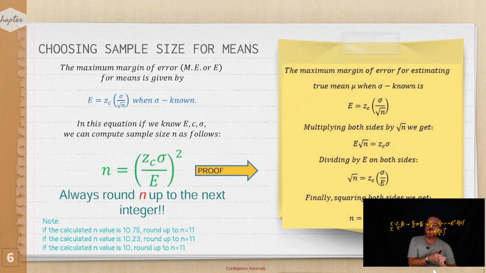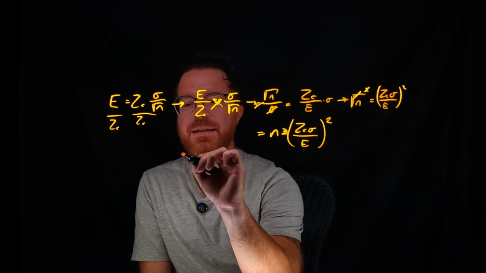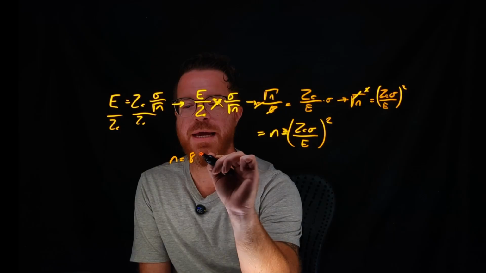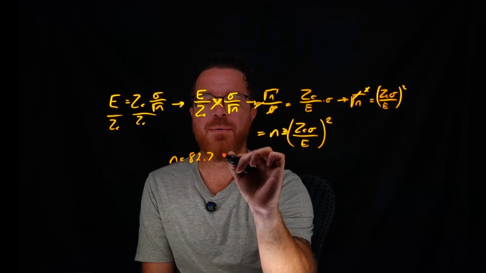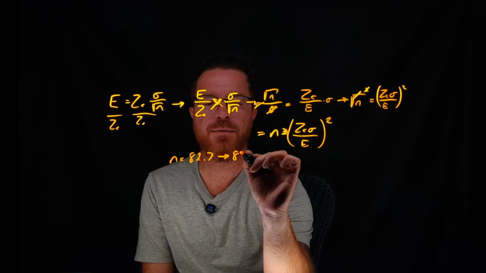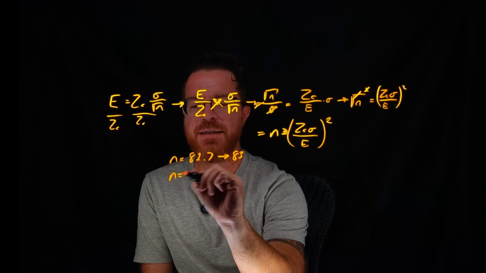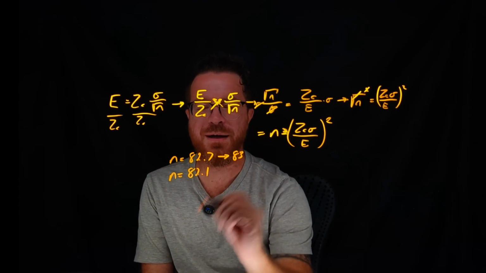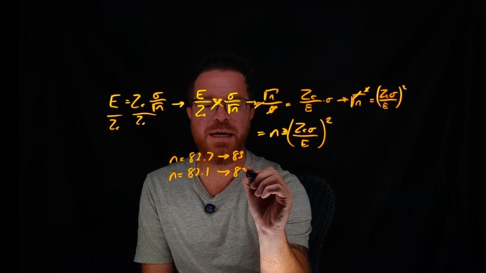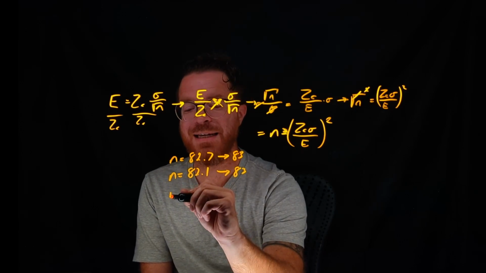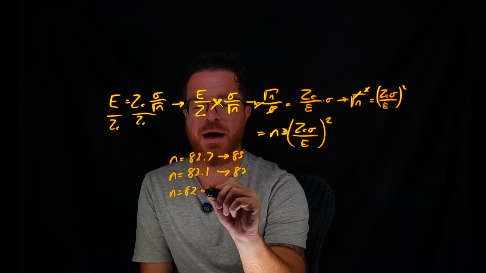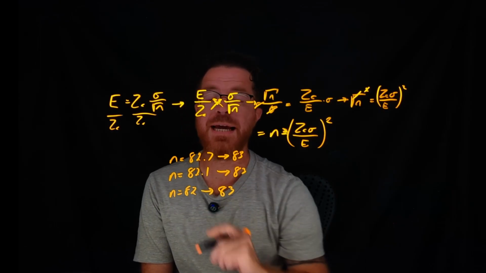The next thing is, though, what do you do if you get values that are a decimal? So in this case, you're always going to round up to the next whole value. So this means that if I get n is equal to 82.7, I would round this up to 83. If I get n is equal to 82.1, I would still round this up to 83. And in fact, if n is equal to 82, I am still going to round this up to 83.